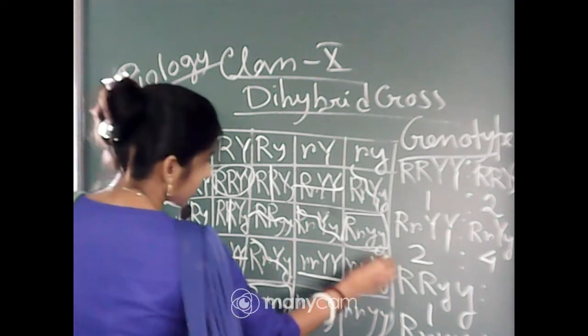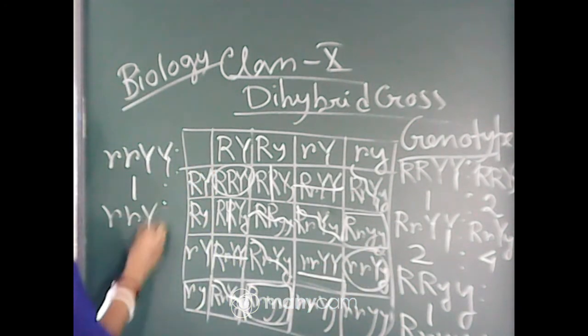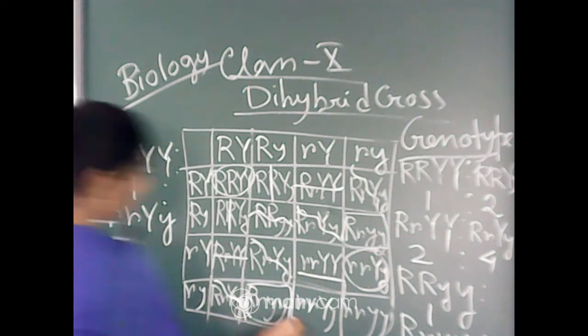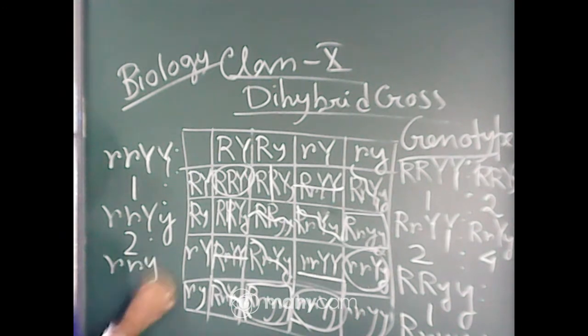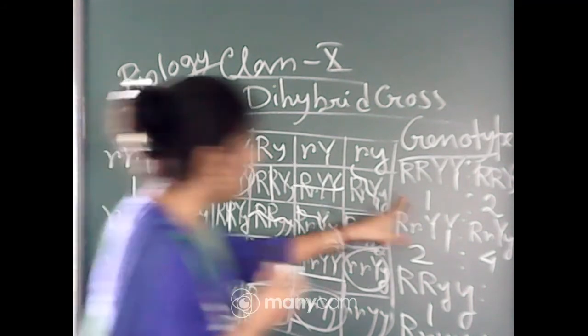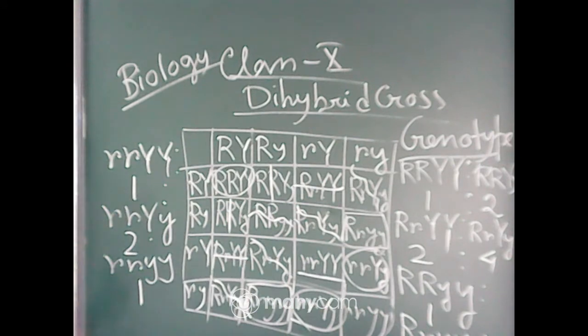So, next. Small r small r, capital Y small y. Number? Very good. So again the number is 2 and the last one is small r small r small y small y. The last one is 1. So the genotypic ratio is 1:2:2:2:4:2:1:2:1.